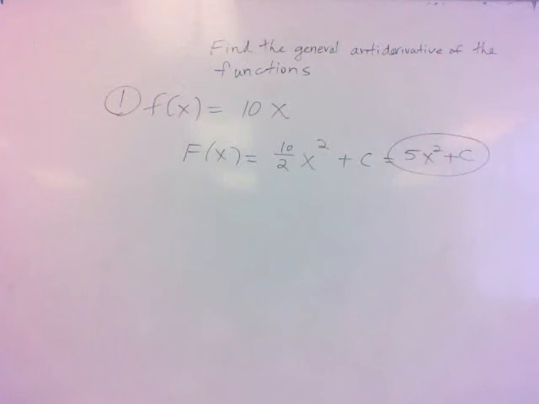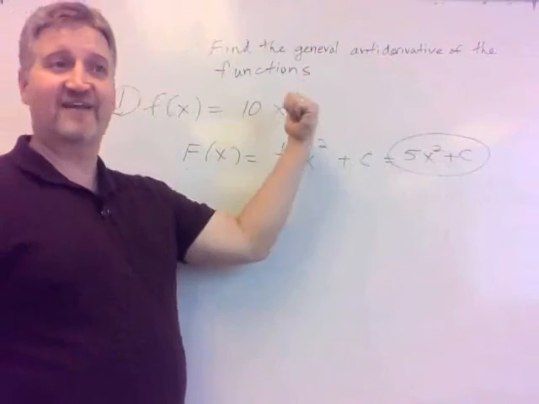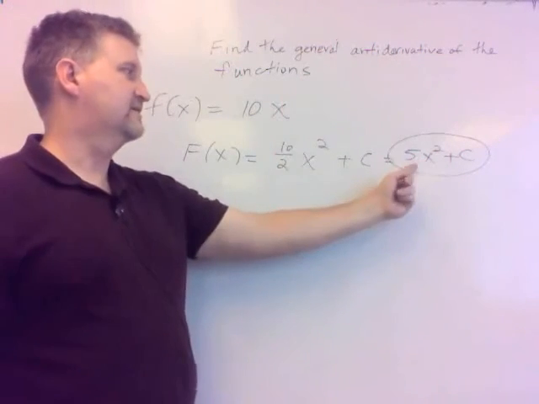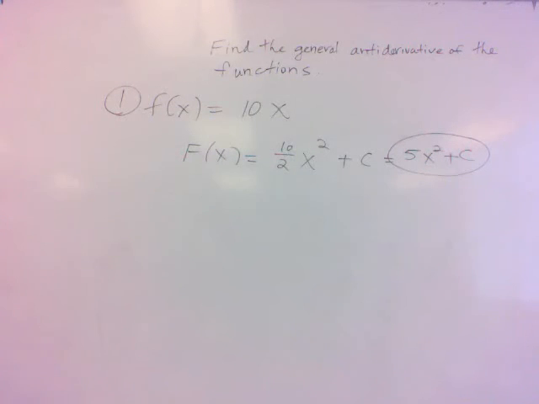And of course, the check is, what's the check of this? Take the derivative of that and see if you got that, right? And it is. 10x. Derivative of c is 0 because c is a constant.